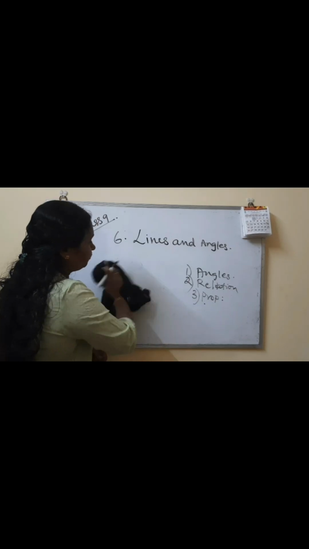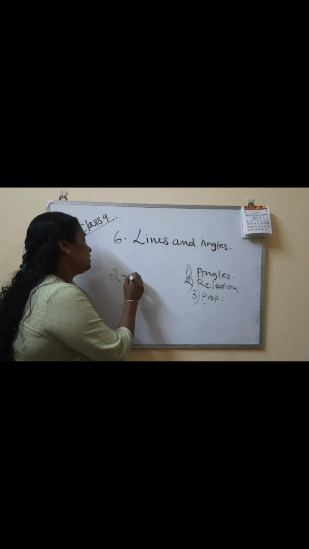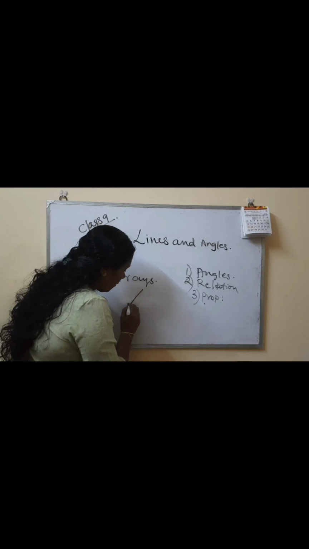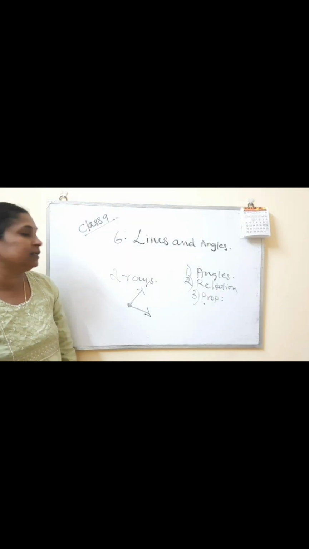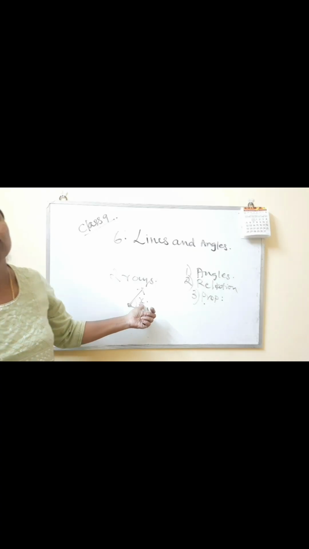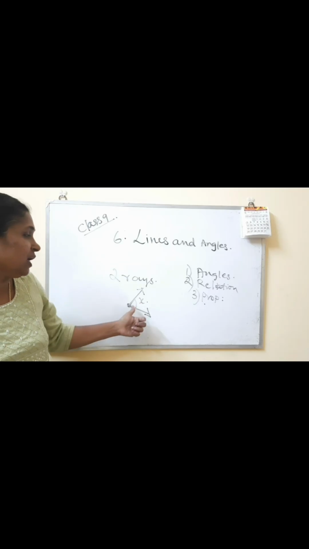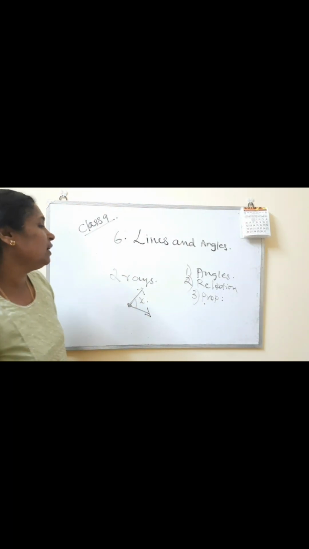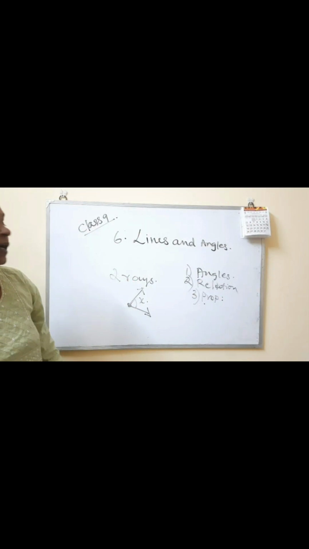What is an angle? An angle is formed by two rays starting from a single common point. Two rays starting from a common point form an angle. Here x is an angle. That is, two rays originating from the same vertex form an angle. Here this is an angle, and this is another angle.